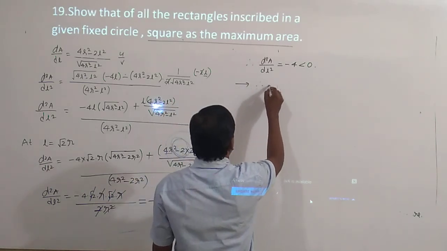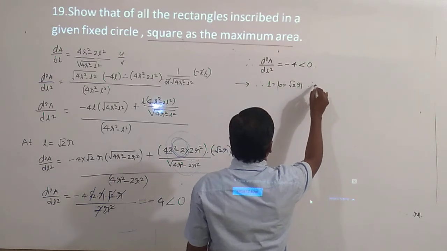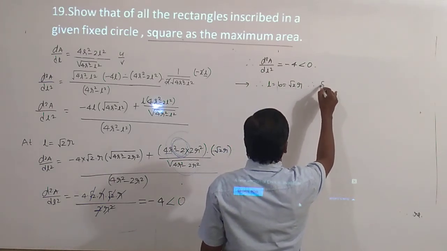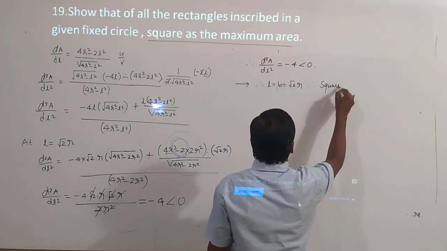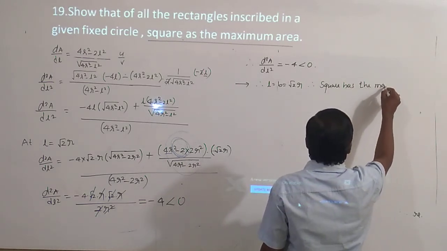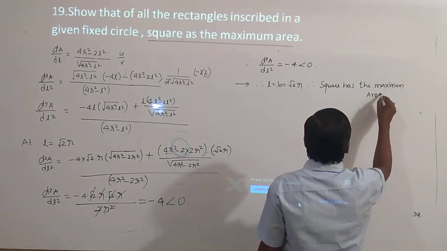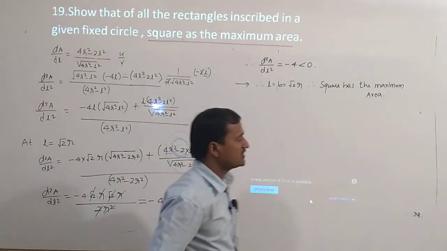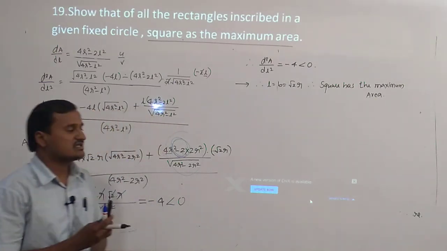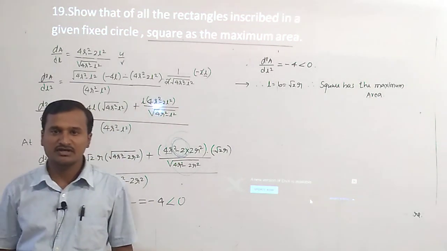So therefore l is equal to b is equal to root 2 r, therefore the square has the maximum area, the square has the maximum area. Is it right? So here we got the second derivative, that is less than 0, hence the square has the maximum area. Okay.